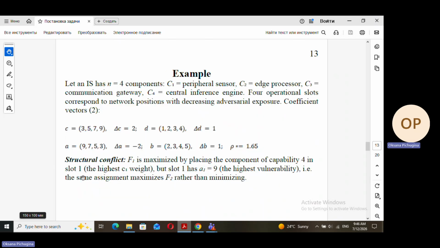Consider as an example 4 components: a sensor, an edge processor, a communication gateway, and a central inference engine. The task is to assign them to 4 slots with different vulnerability exposure. The key point is a conflict between the best performance assignment and the safest one.